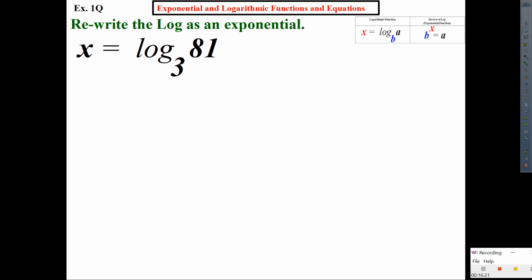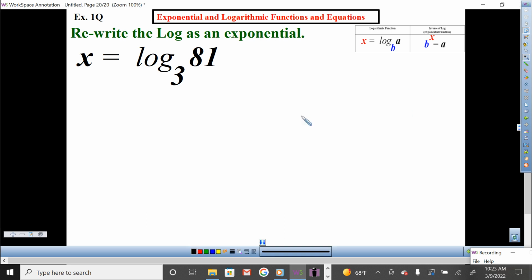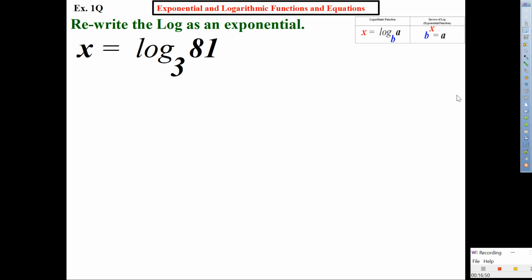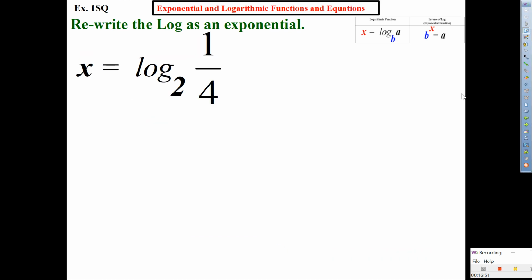All right, show your neighbor what you got. Make sure they got the same thing. All right, Diego, what'd you get? 3 to the x equals 81. Hands, have you got that? Okay, let's do one more. Example 1 super cube. X equals log 2 to get 1/4.